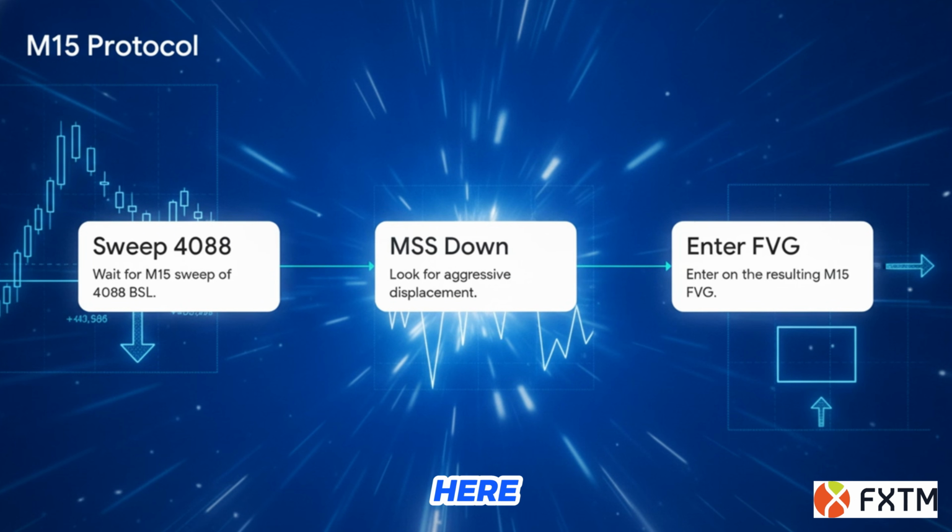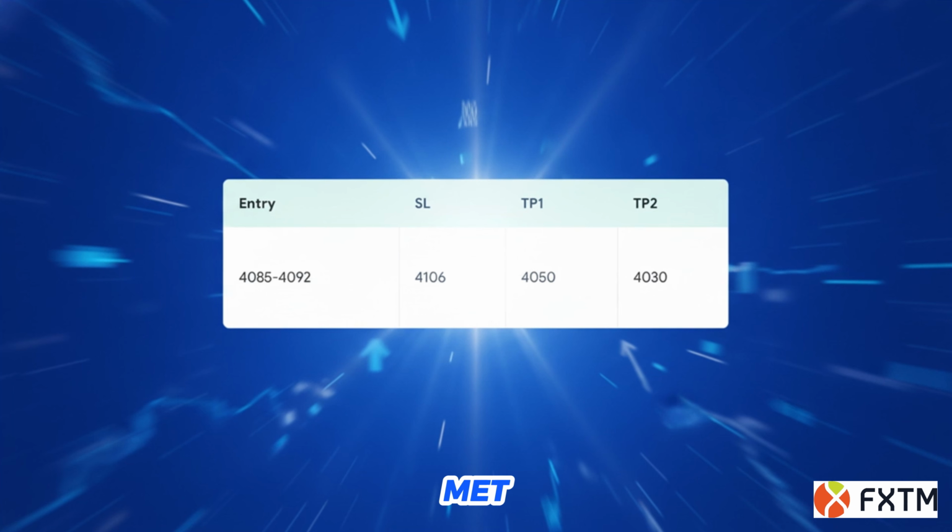First, as outlined here, we must see a precise M15 sweep of the buy-side liquidity resting at 4088. Second, we require aggressive downward displacement that creates a market structure shift. Third, only then do we enter on the newly formed M15 fair value gap left behind by that displacement. If those strict conditions are met, these are the precision trade parameters you'll want to record.